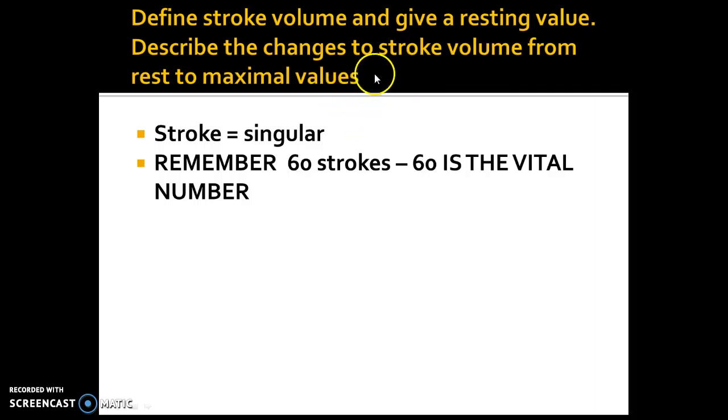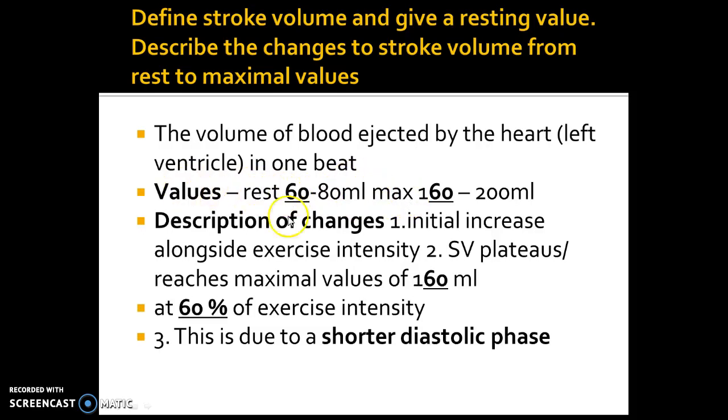But the most important thing is we have to talk about the level of exercise at which maximal stroke volume is reached, and that's 60% of exercise intensity. So if I translate that for you, you can see how this works. Basically we're saying volume of blood ejected from the heart per beat: the rest values are 60 millilitres, it moves up to maximal values, which is 160, but can go up to 200, but let's just keep it to these 60s.